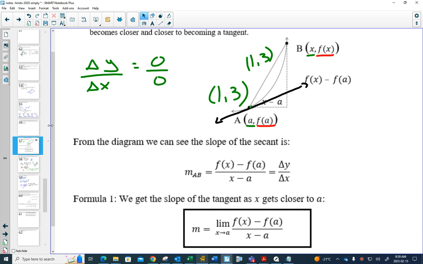And so as x gets closer to a, this point B gets closer and closer to the point A. But the problem is, on the bottom, you're dividing by 0. So this is a typical limit problem where you're dividing by 0. But if we can evaluate this limit, then that limit would become exactly the slope of our tangent line.